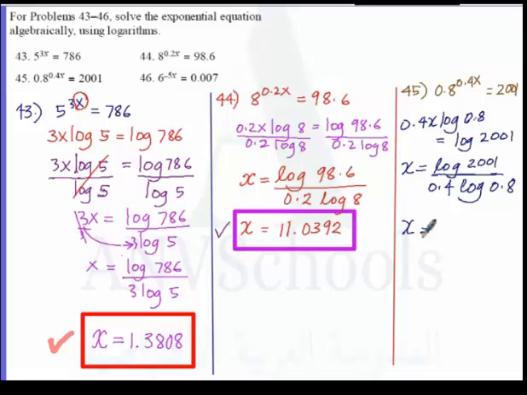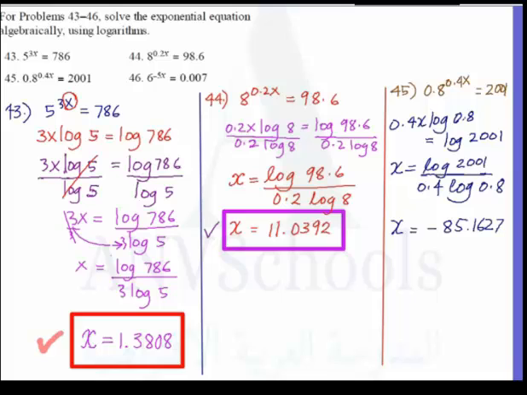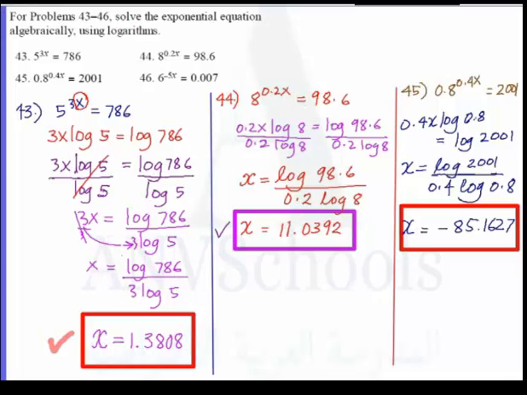Therefore, my x is equal to, let's do this together, log of 2001 divided by 0.4 log of 0.8 will give me negative 85.1626 or 27, rounded off to the nearest 10 thousandths. If you want to check this, what you're going to do is just substitute your x here, and if the value here equals the value here, then you've got the correct answer.